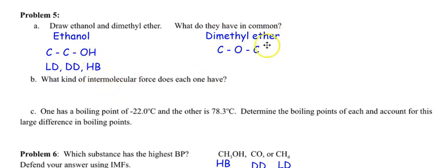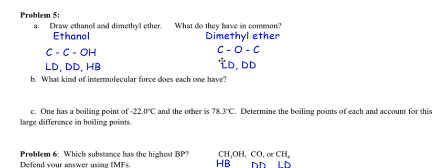Now, dimethyl ether always has London dispersion, okay? It has dipole-dipole because this is not a linear molecule. If you remember, there are 2 lone pairs on oxygen, all right, making it bent. Therefore, there's a region of partial positive and partial negative on dimethyl ether, making it dipole-dipole. But is there a hydrogen directly attached to the oxygen? The answer is no. So this one has London dispersion and dipole-dipole.